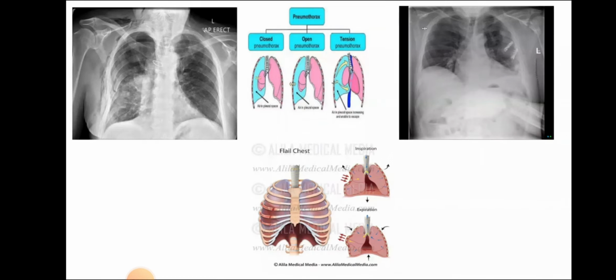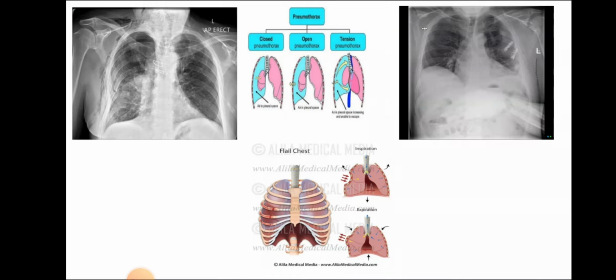Next, it is the traumatic pneumothorax, that is air in the pleural cavity, and when it is due to trauma, it is called traumatic pneumothorax. It is of three types: closed, open, and tension. And the clinical features, of course, include dyspnea, pain, shock, cyanosis, etc. Hemothorax is accumulation of blood in the pleural cavity.